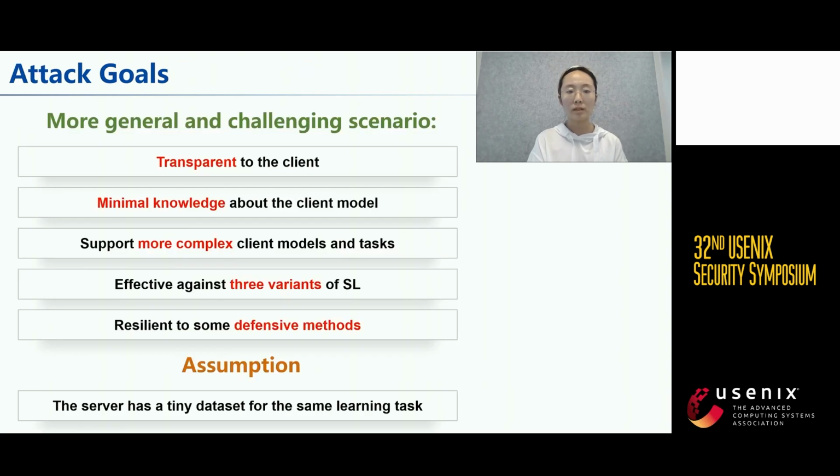Thus, in this work, we consider a more general and challenging problem: how to steal the functionality and data of the client model in an oblivious way when the structure of the client model is unknown and when tasks and client models are more complex. Also, our attack should be suitable to all 3 variants of split learning and remain resilient against some defense methods which the client may employ. The only assumption is that the server has a tiny dataset for the same learning task.